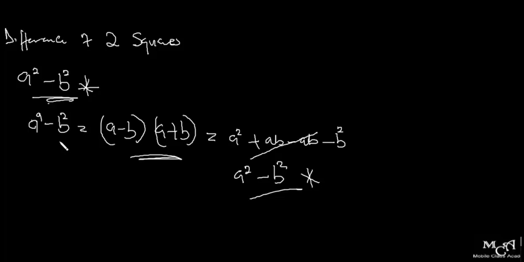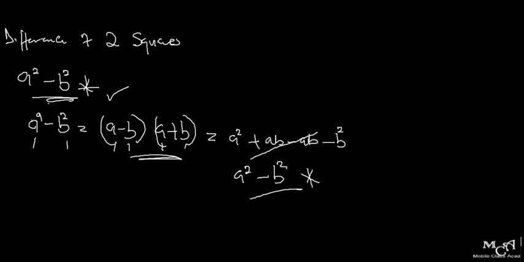The best way to resolve difference of two squares is to open two brackets, put the first value and the second value in them, then introduce negative and positive signs. So when you have a squared minus b squared, open a bracket, do a minus b in one bracket, a plus b in another bracket. When you expand that, you will still come back to what you have here.